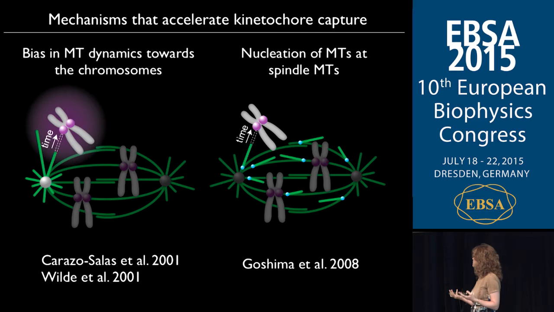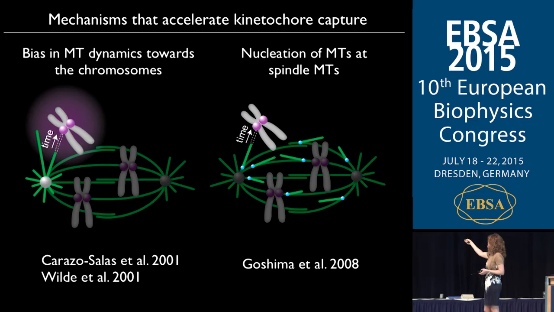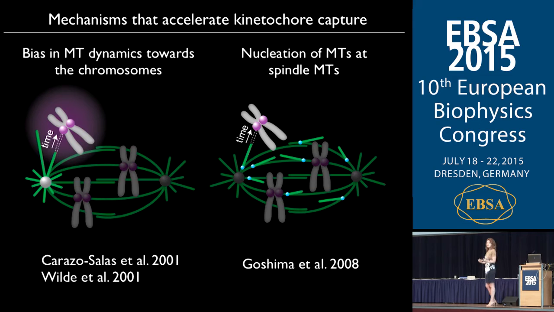So for example, in some systems, kinetochores generate a gradient of proteins that stabilize microtubules. So the microtubules that grow in this direction will come in contact with this gradient, and they will be stabilized, while the other microtubules growing in other directions will disassemble. So in this way, the cell will promote the growth of microtubules in the right direction towards the chromosome.